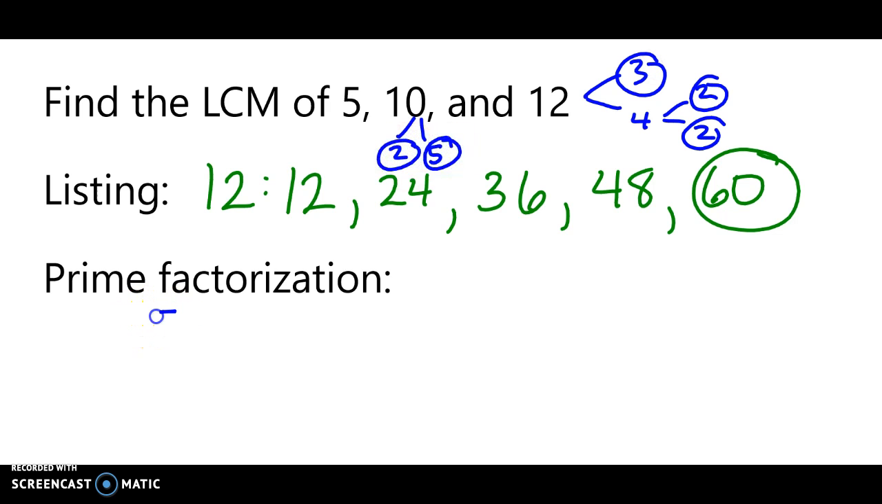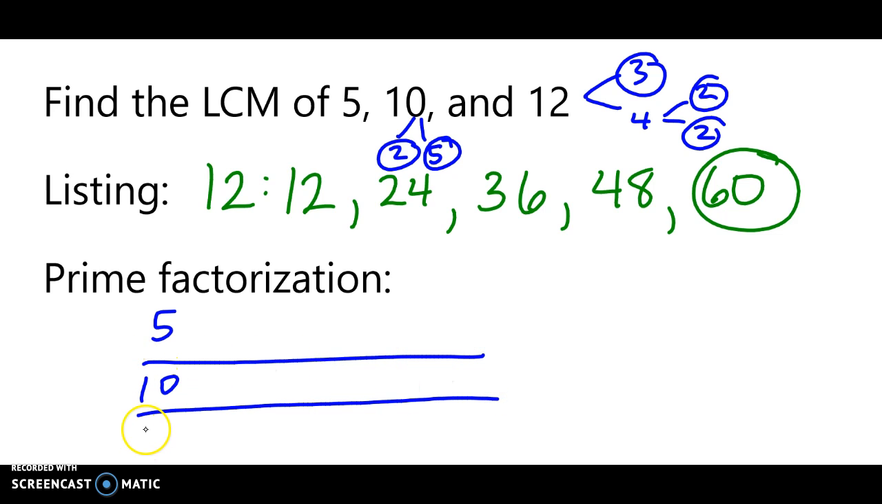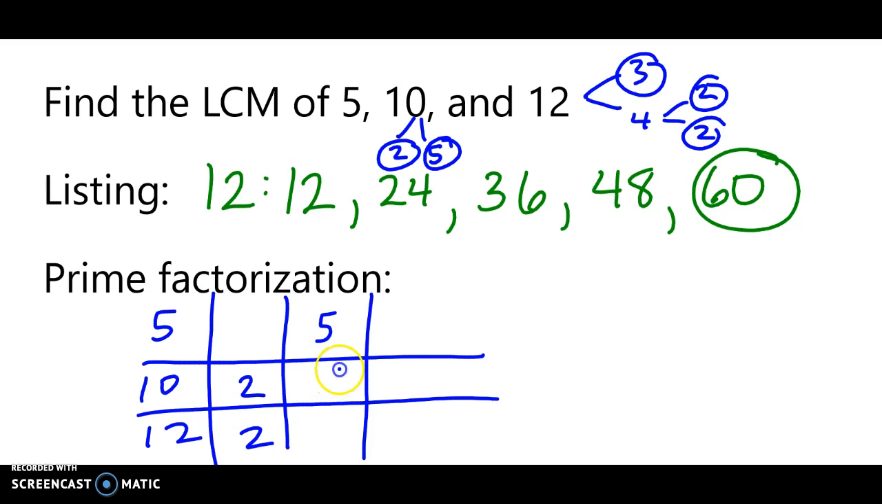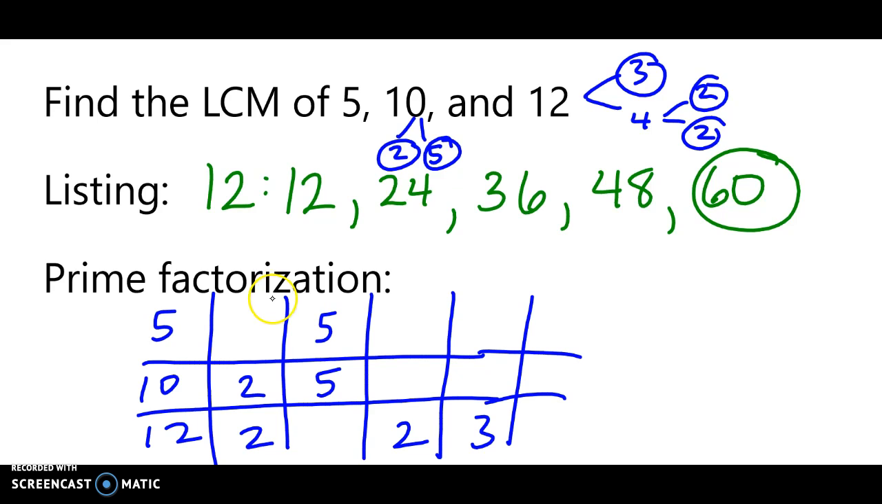So we could show what they all have in common. Now there's nothing that they all 3 have in common, but the 10 and the 12 have a 2, and then the 5 and the 10 both have a 5. And then the 12 has an extra 2 and an extra 3. So if we multiplied 2 times 5 times 2 times 3, we would also get 60.